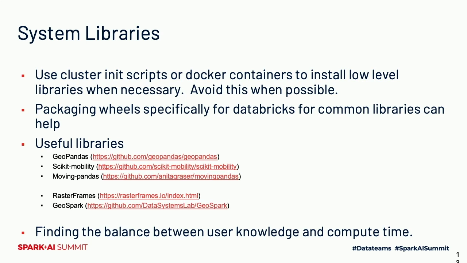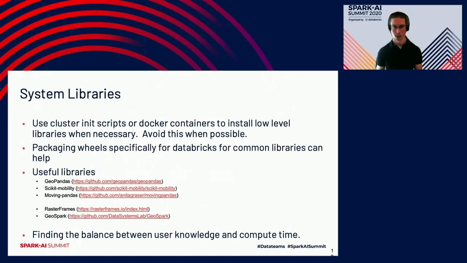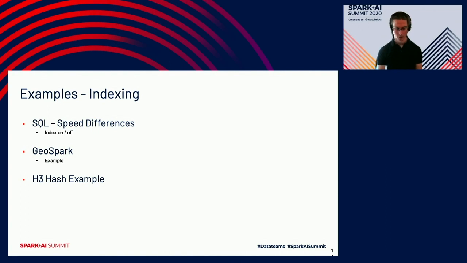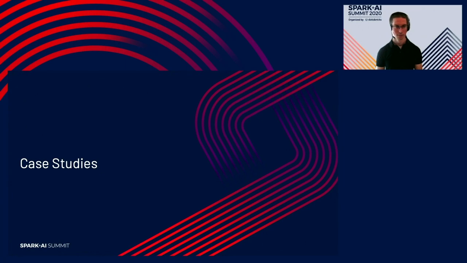So I find that the important thing with libraries is finding the balance between user knowledge and compute time. So a user might be very familiar with pandas and they might be able to bust something out really quickly, but we'll have to pay for it on the compute side. Sometimes that makes sense, sometimes that doesn't. That really just depends on your users and your compute budget. I'm going to skip over the indexing. Needless to say, it's important. And now we'll jump into some of the case studies.